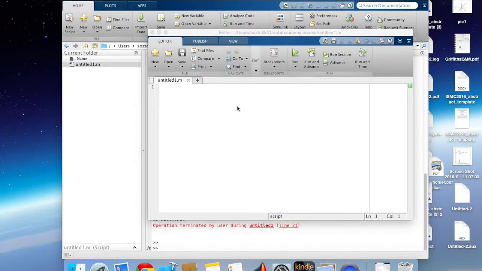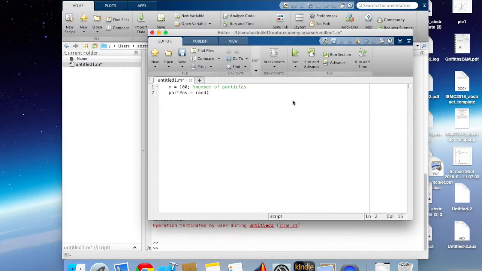Okay, in this video we're going to see a simple way to impose bounce back boundary conditions on a set of particles. Let's see, we have 100 particles, number of particles, and let's set some position, part pose, rand 2 by m, where the first row is the x component and the second row is y.